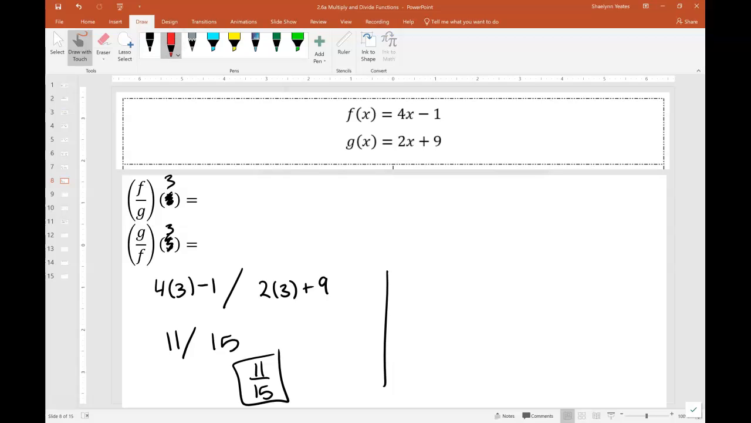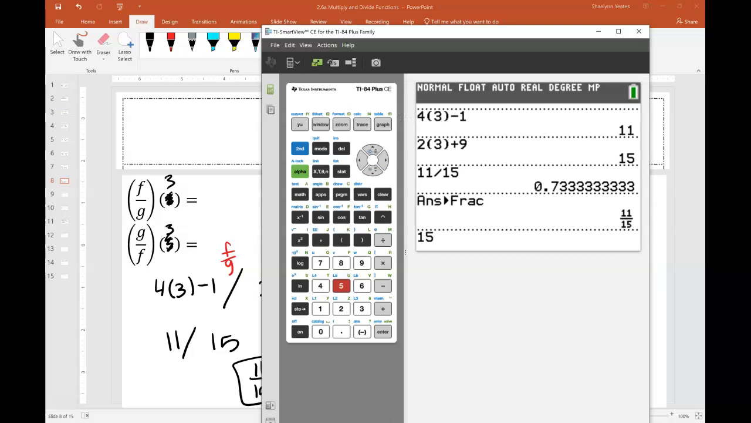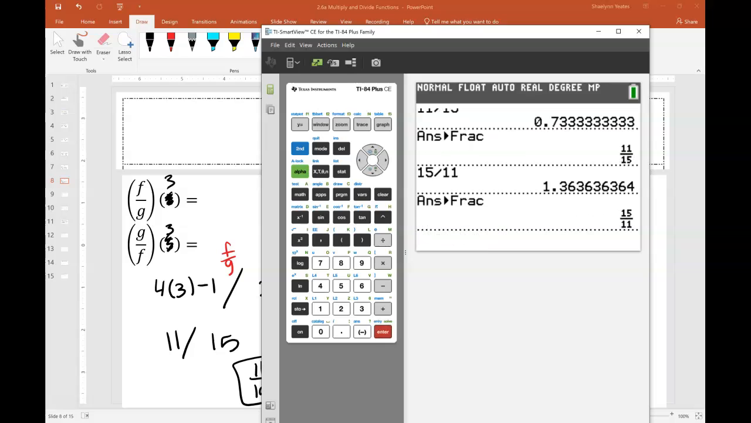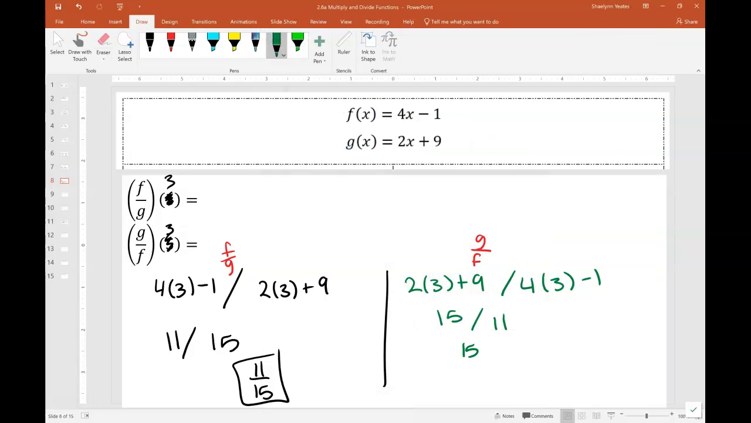Okay, now let's flip them places. So this was f divided by g, so this next one is going to be g divided by f. So here we're going to do 2 times 3 plus 9. It's going to be on the top. And then 4 times 3 minus 1 is going to be on the bottom. We already know 2 times 3 plus 9 is 15. We're going to be dividing it by 11. So in my calculator, I'm going to do 15 divided by 11. And I get a weird decimal. And I get 15/11.